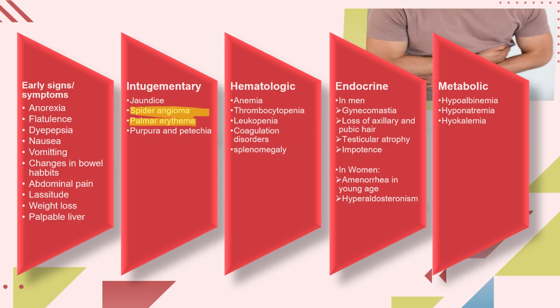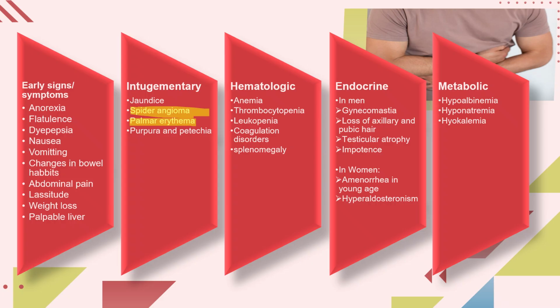Hematologic, what are the hematological signs and symptoms? Anemia, due to overactivity of the spleen. Thrombocytopenia, why? Because there is increased removal of blood. Leukopenia, increased removal of blood cells, so that leads to the count coming down. Coagulation disorders, why? Because of the liver's inability to produce prothrombin and other factors essential for blood clotting. And splenomegaly, because when your red blood cells drop and you start having anemia, your spleen tries to compensate, and therefore it leads to swelling or splenomegaly.